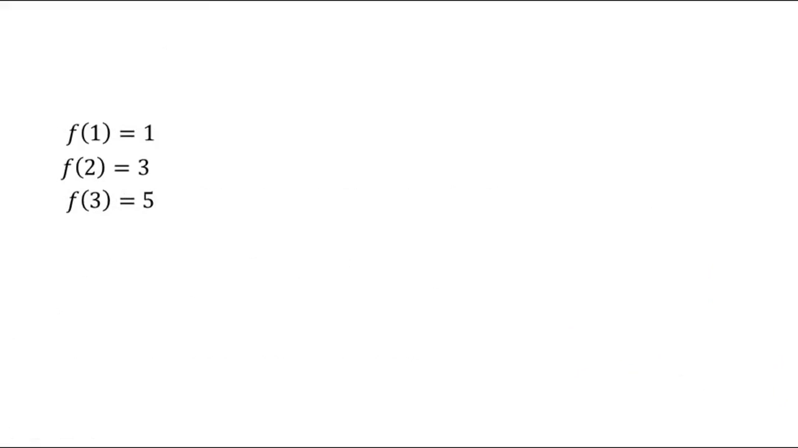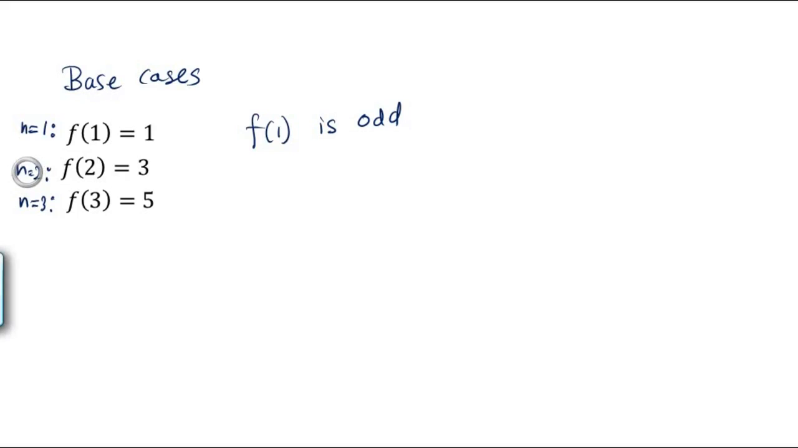Let's do this. Alright, three base cases are n equals 1, n equals 2, and n equals 3. Now clearly, for these cases, f(1) is equal to 1, and therefore f(1) is odd. For the second case, f(2) is equal to 3, and therefore f(2) is also odd. And for the case n equals 3, f(3) is 5, and clearly f(3) is also odd. Now we have checked the three base cases and verified that this statement is indeed true for these base cases.